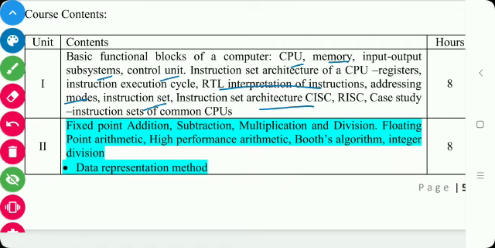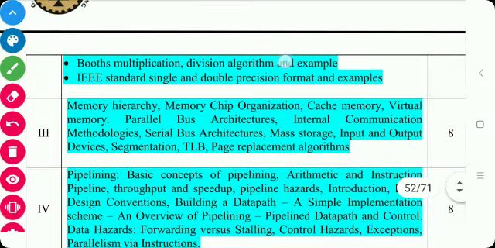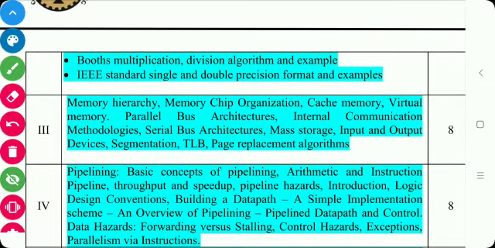The second unit is based on numerical computation: fixed point addition, subtraction, multiplication and division, floating point arithmetic, high performance arithmetic, Booth's algorithm, integer division, data representation methods, Booth's multiplication, which is the algorithm for multiplication, the division algorithm and examples, and the IEEE standard single and double precision formats with examples.